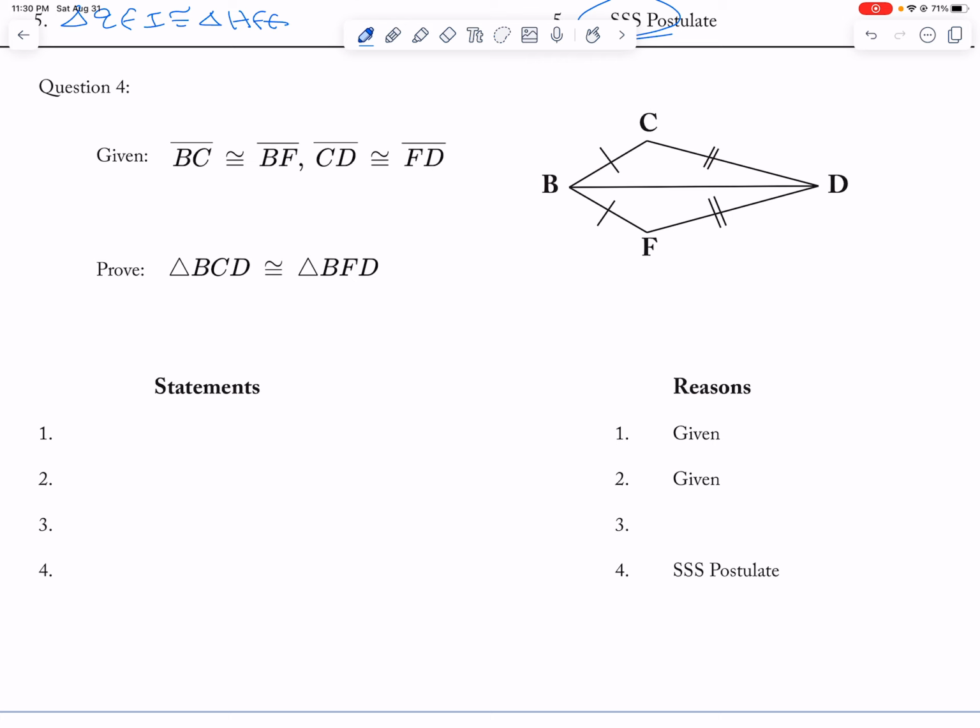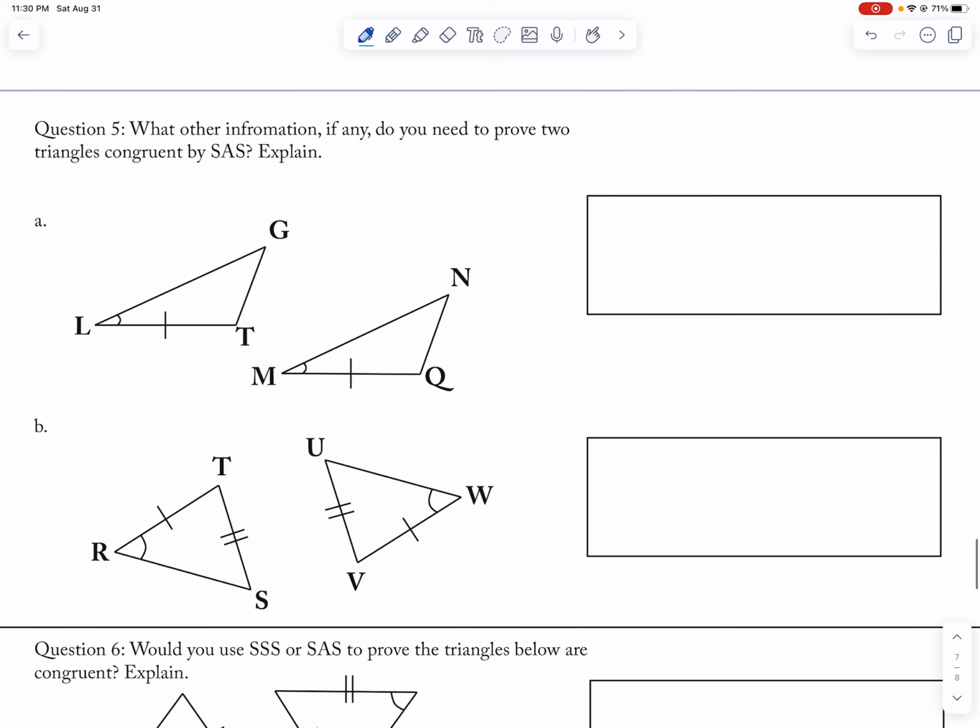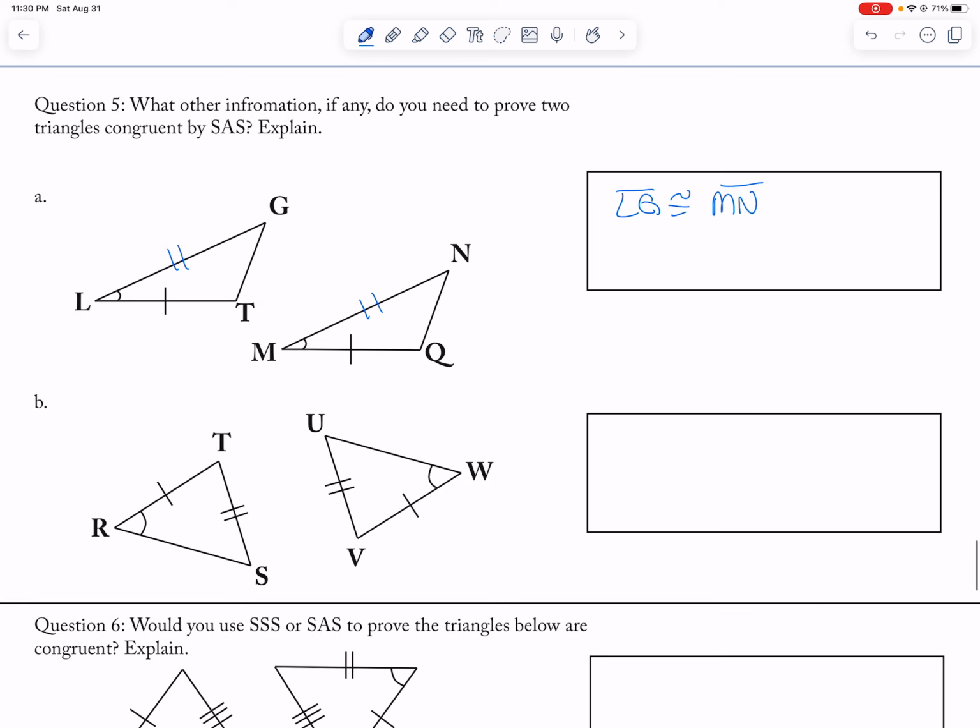So question 5 now. What other information, if any, do you need to prove that the triangles are congruent by side angle side? So I would need this side there. So I would need that LG is congruent to MN. And then here I would need the angle measurement, or I would need a side measurement. They said side, so I would need this side. So I would need RS is congruent to WU.